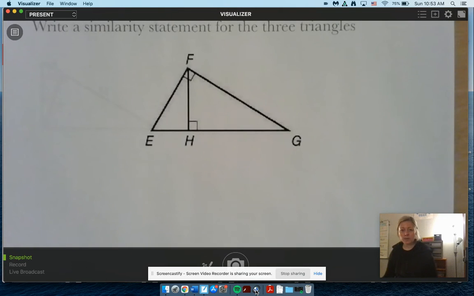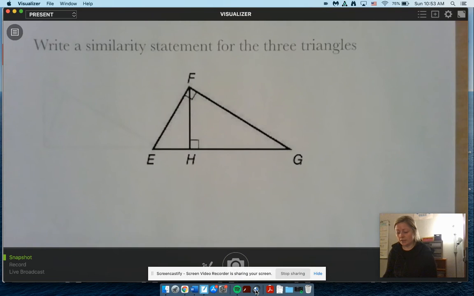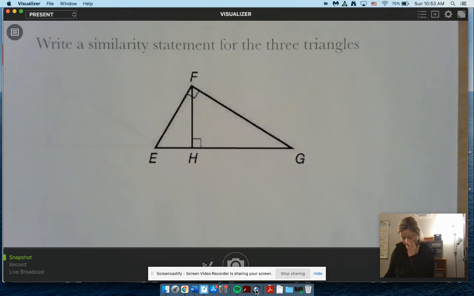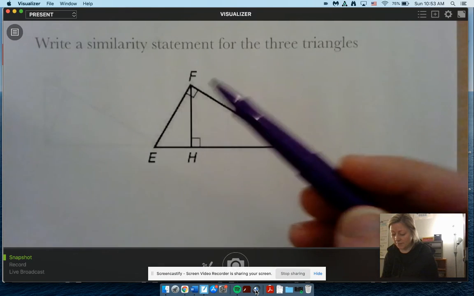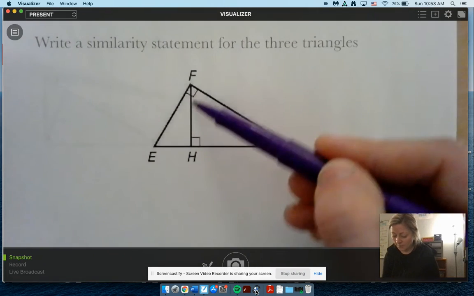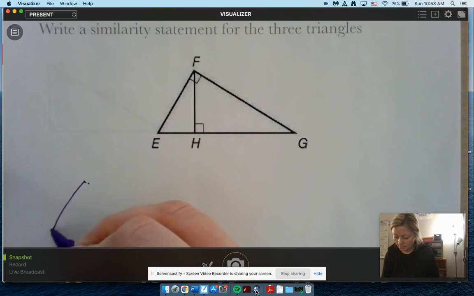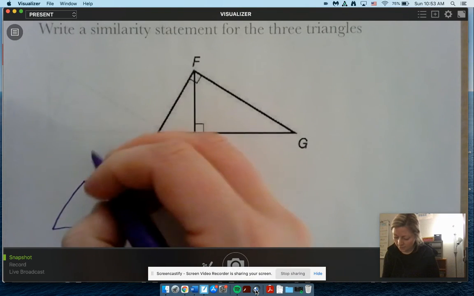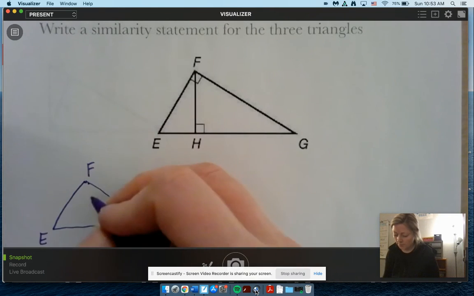So it says, write a similarity statement for the 3 triangles. Well, holy cow. Here we go. Let's first off talk about, do you even see 3 triangles? Because that's step 1. I hope we can tell we have this big triangle, right? So I'm actually going to draw out my 3 triangles so we can see them all. Okay, here's F, E, G, and here's my right angle.